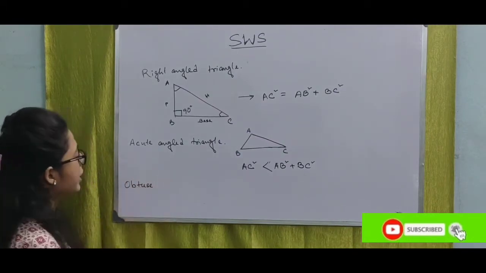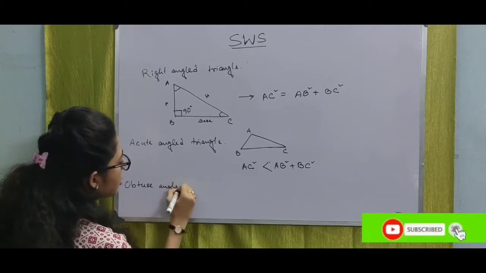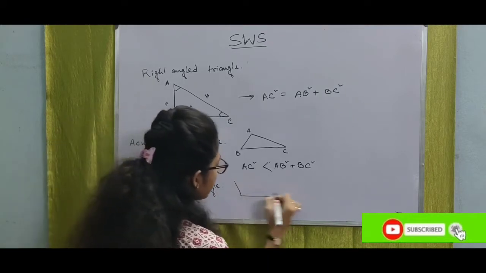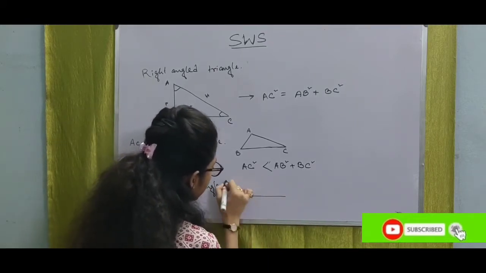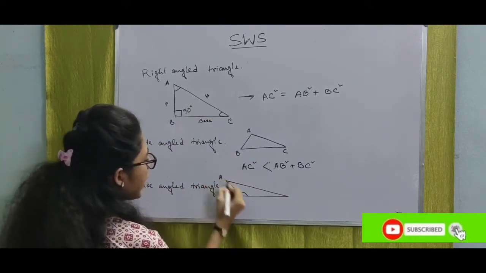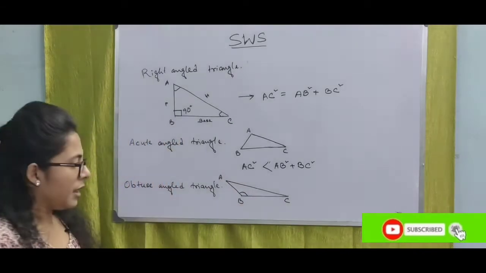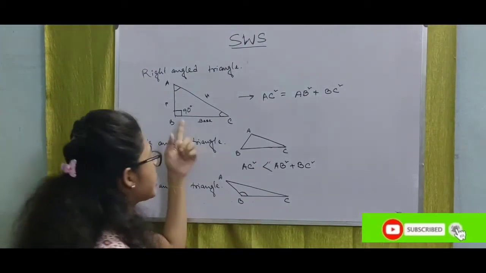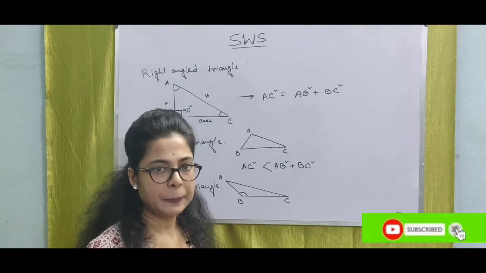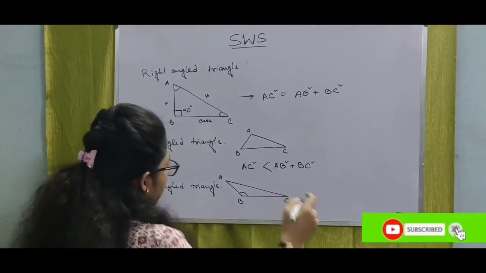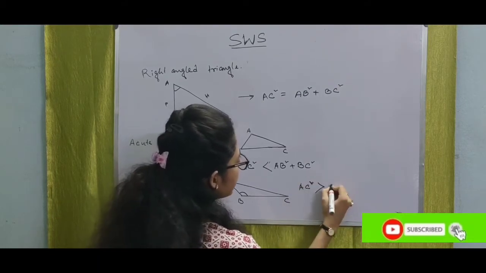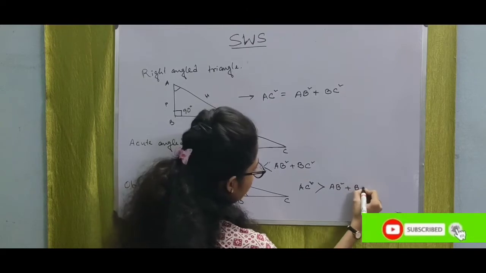Now moving to the next triangle, the obtuse angled triangle. The figure is like this. This is the obtuse angle. Now A, B, C. Similarly, here there is no 90 degree, no right angle, so Pythagoras theorem cannot apply. The formula is AC square is greater than AB square plus BC square.